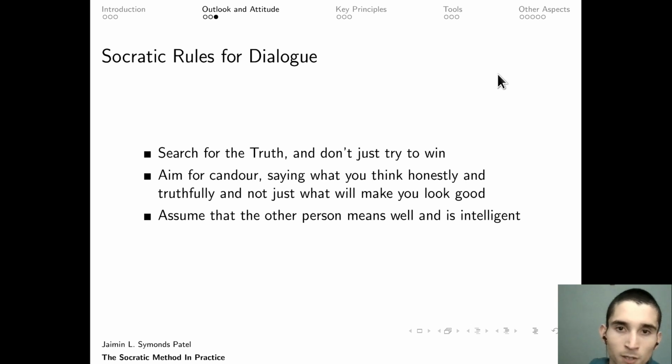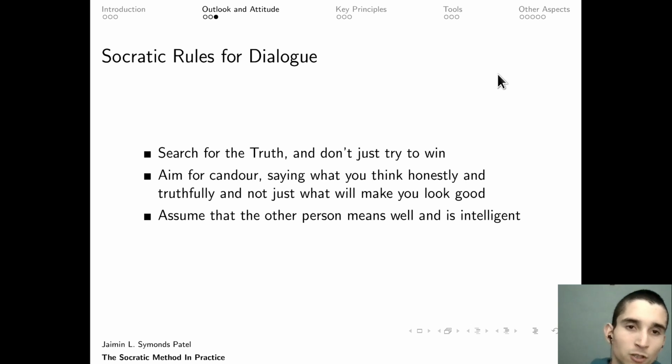Lastly, you want to assume that the other person means well, and that person is intelligent. This is quite basic, but it's very easy to lose sight of when the dialogue might begin to get heated. By assuming that the other person means well, only then will you refrain from taking a defensive position. Because if you take a defensive position, then things can easily get heated. You might raise your voice, etc., etc. But you can only avoid that by assuming that the other person means well. In other words, assuming that they're not just trying to win.